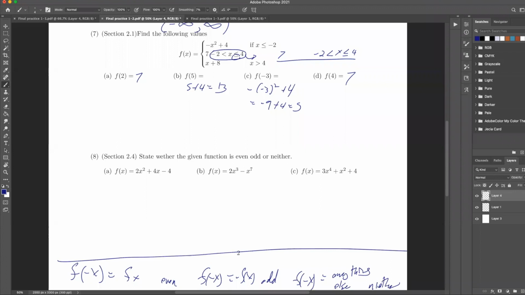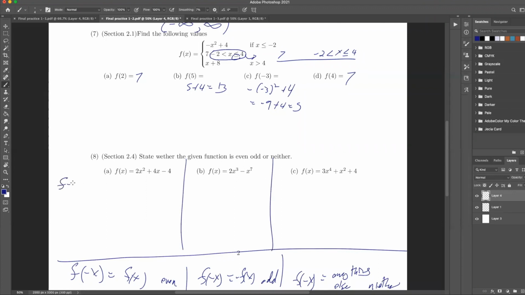Okay, so if you plug in f of minus x and you get back the original function, it's even. If you plug in f of minus x and get the negative of that function, it's odd. And if you plug in f of minus x and get anything else, it's neither. So let's just do that. Go ahead and put those spacers here.